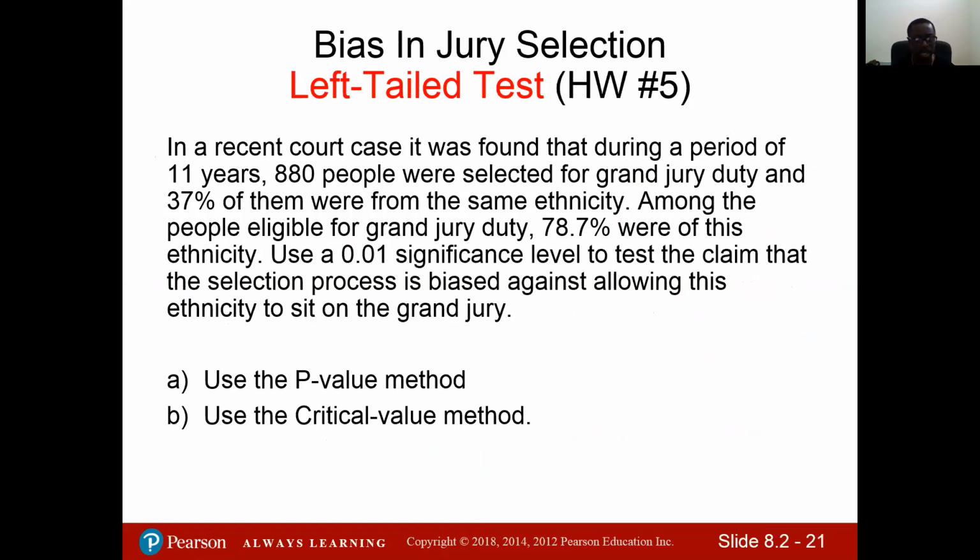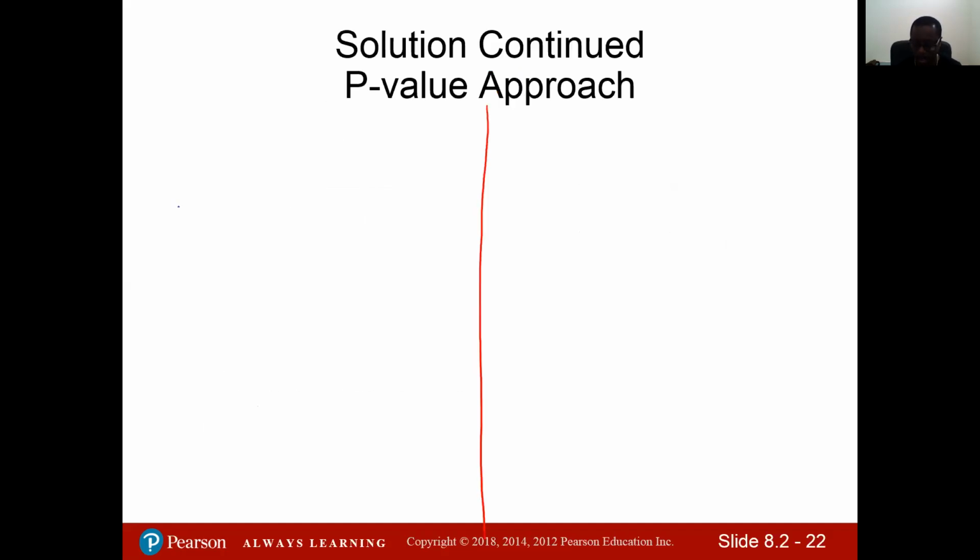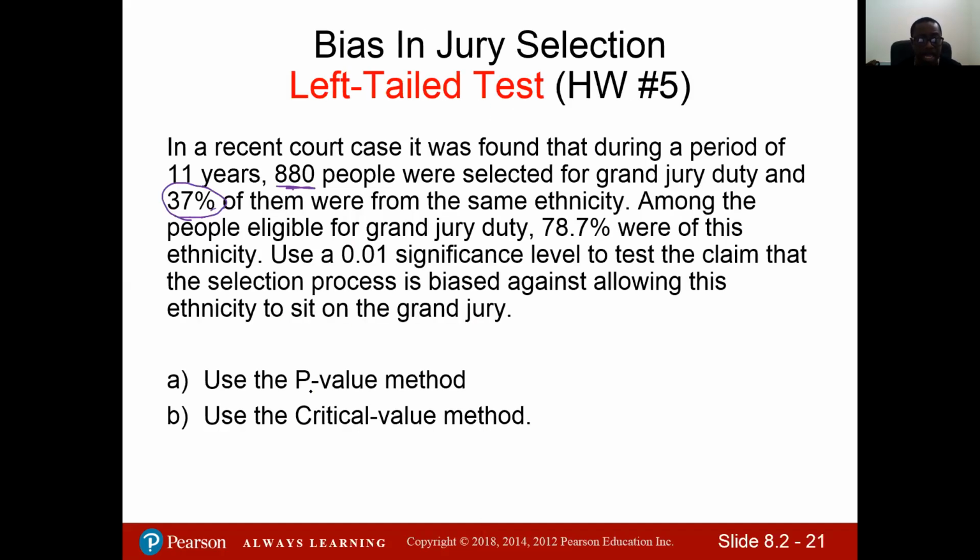Okay, so let's read the question. It said, in a recent court case, it was found that during a period of 11 years, 880 people were selected for grand jury duty, and 37 of them were of the same ethnicity. So this is your sample, and that is the proportion that followed with that sample. So that tells me that this is my p-hat.